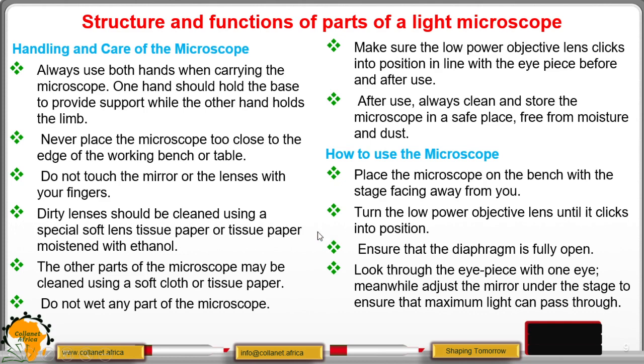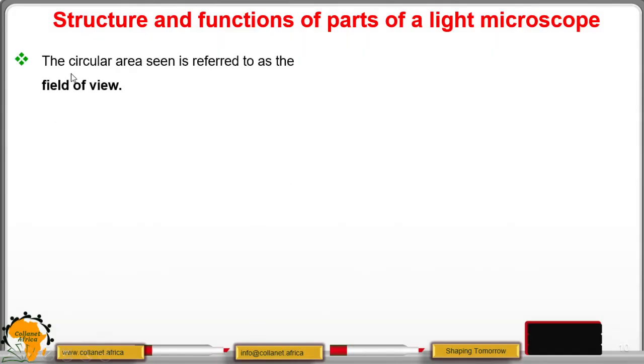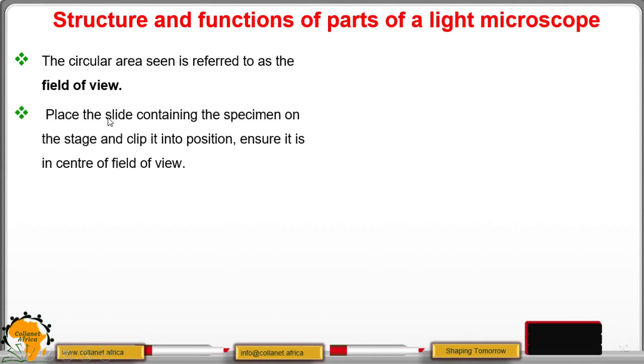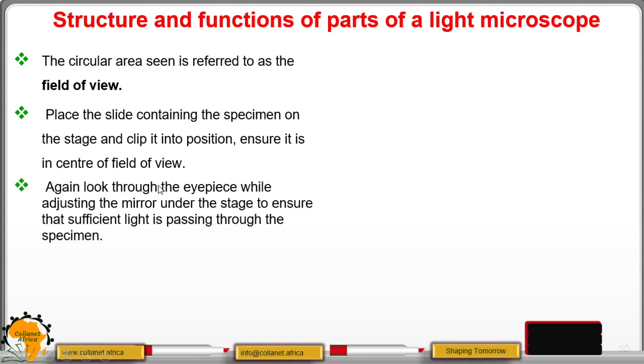As you are doing this, you move next to a window or a place where there is enough light. The circular area you will see is called the field of view. Place the slide containing the specimen on the stage and clip or fix it into position and ensure it is in the center of the field of view.